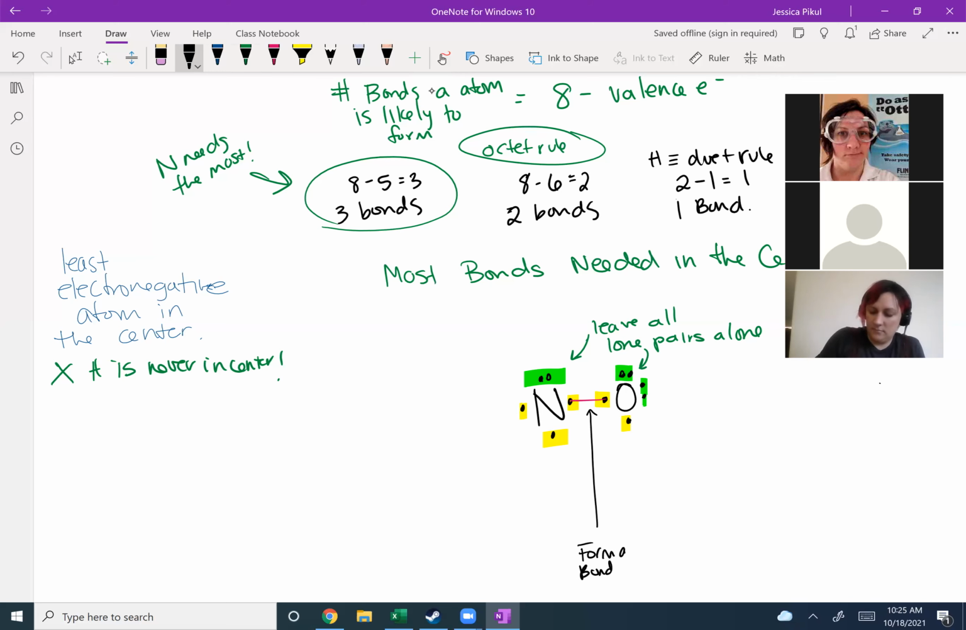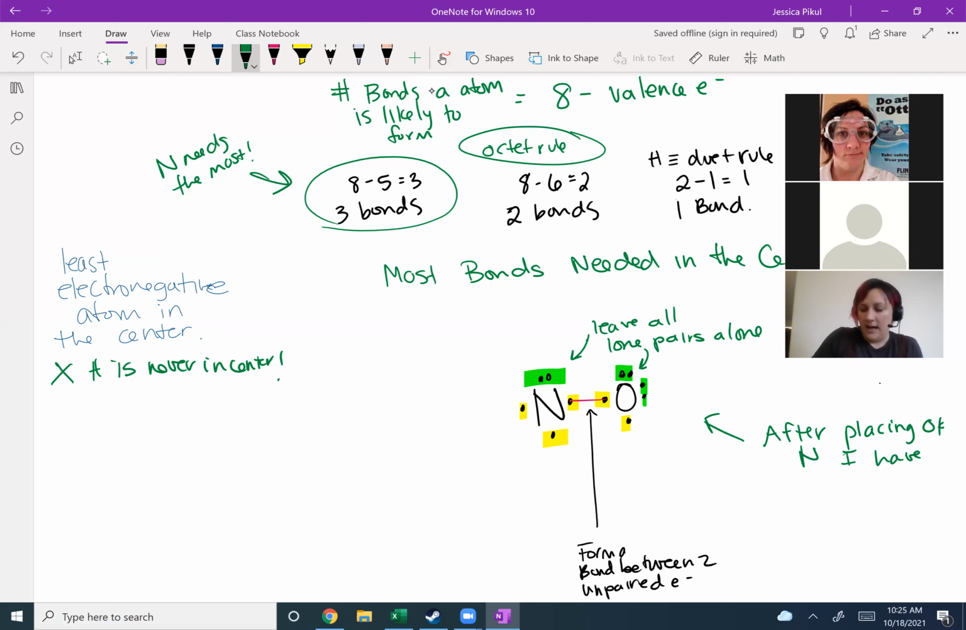Okay, now I've placed my nitrogen and my oxygen. The next thing I need to do is place my 3 hydrogens. So at this point, I'm going to count and say, all right, how many unpaired electrons do I have left? After placing, I have 3 unpaired electrons left. I have 3 hydrogens, so I'll bond 1 to each hydrogen.